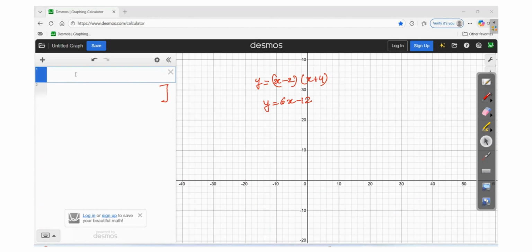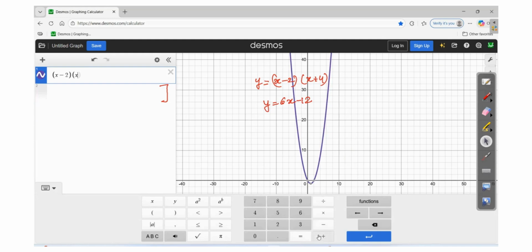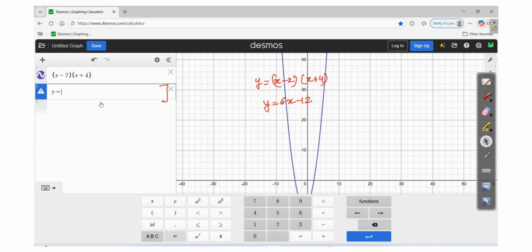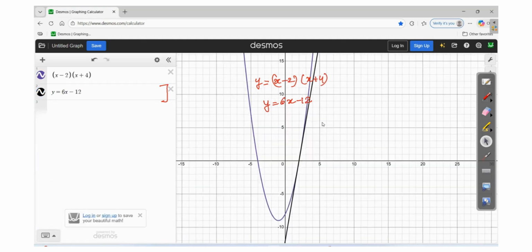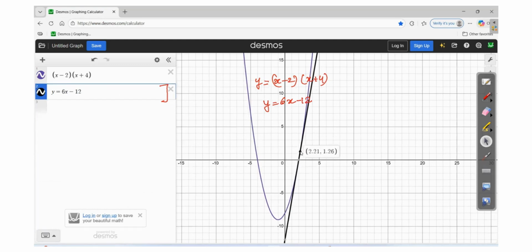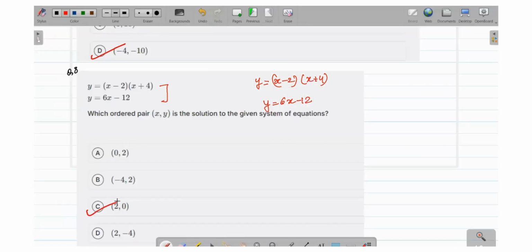Okay. The first one we have is x minus 2. And then we have x plus 4. The second one, we have a line which is y is equal to 6x minus 12. The moment you see, there will be an intersection point between the line and the parabola, which is 2 comma 0, and that will be your solution. Let's see in the question, 2 comma 0, we have our option number C as the solution.